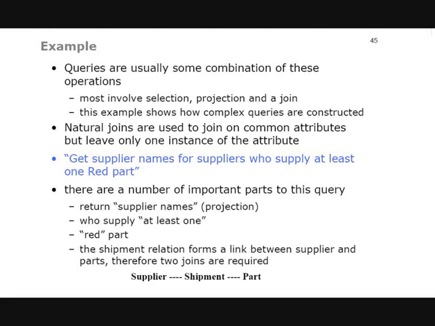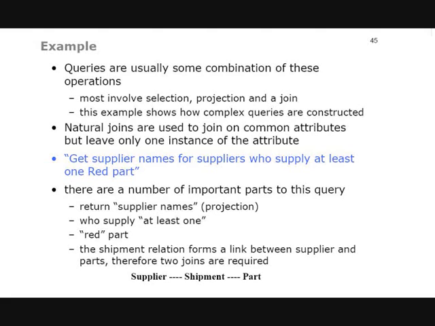So in order to answer that query, I'm going to have to join the tables. I'm going to do some selection, because I only want the red parts. And I'm going to have to do some projection, because I only want the names. So I'm going to build that query together, step by step. So I'm going to do the supplier names, which is going to be projection, who supply at least one red part, which is going to be a form of selection, and I'm going to link all these three tables together. So that's going to require joins.